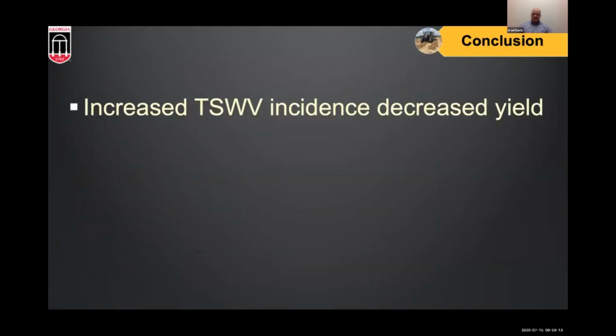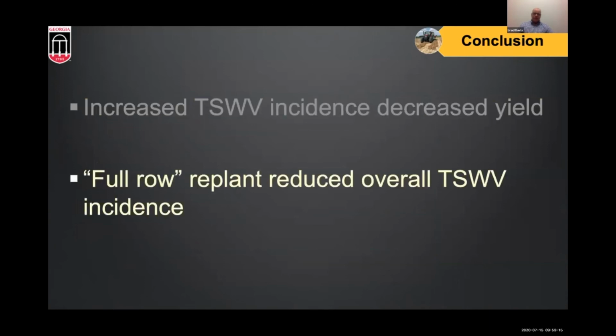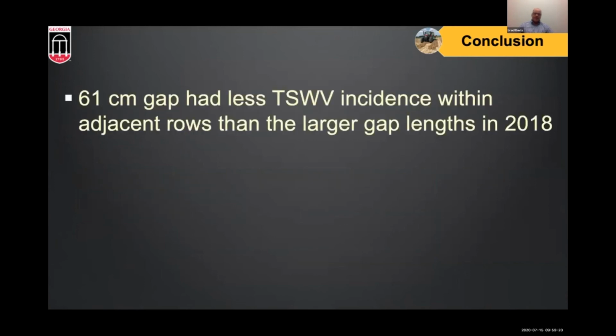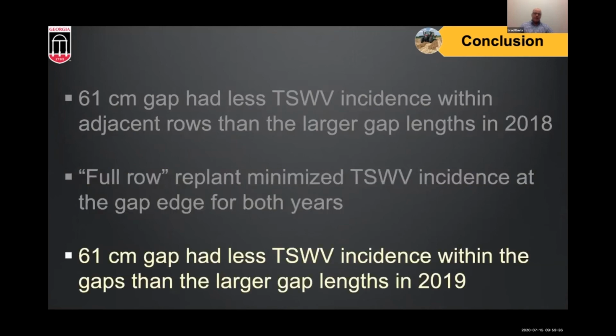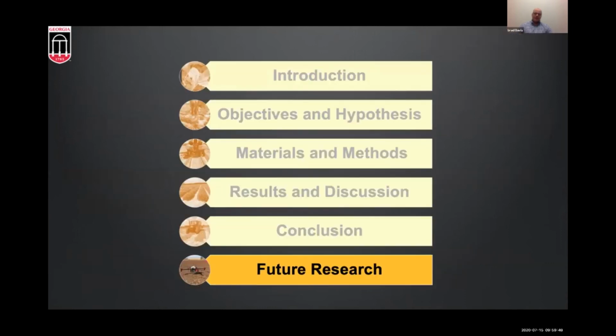Increased TSWV incidence, decreased yield. Full row replant reduced overall TSWV incidence. The 61 centimeter gap had less TSWV incidence within the adjacent row than the larger gap lengths in 2018. Full row replant minimized TSWV incidence at the gap edge for both years. The 61 centimeter gap had less TSWV incidence within the gaps than the larger gap lengths in 2019. And we'll now move into future research.